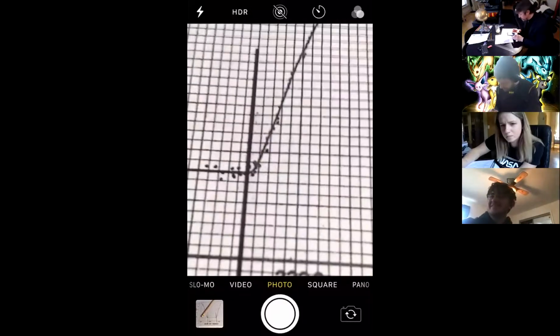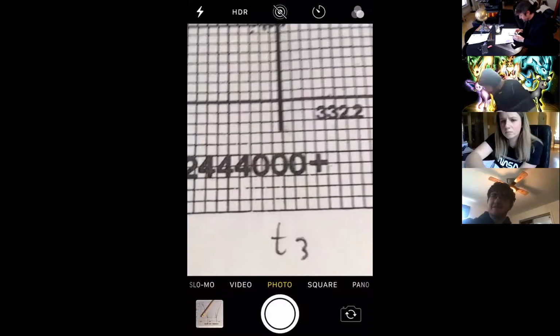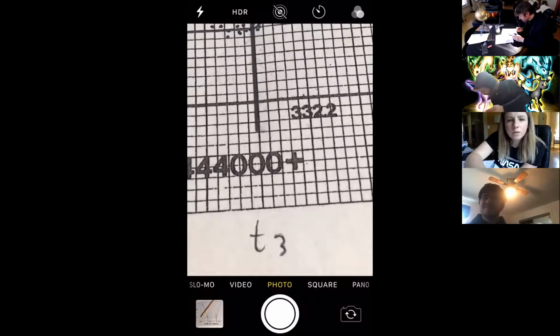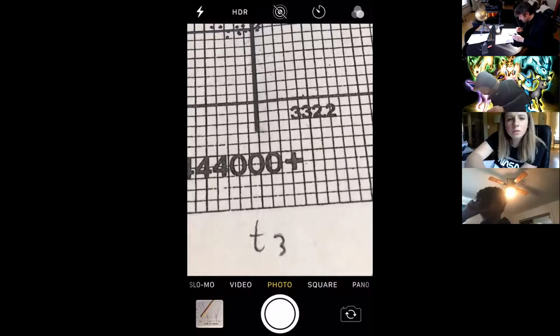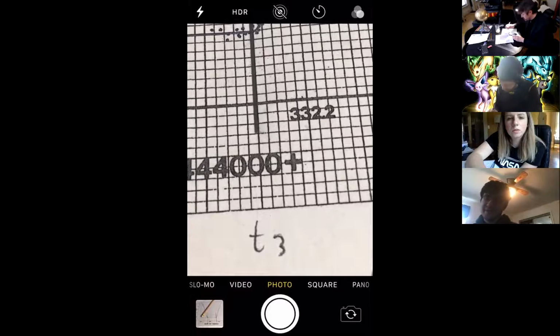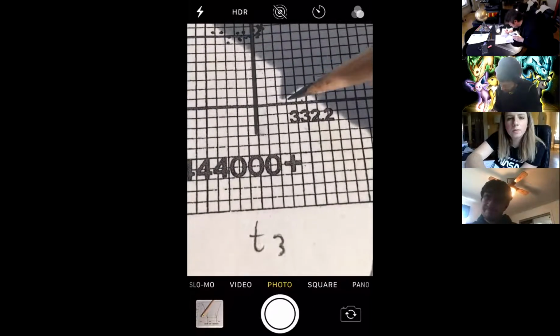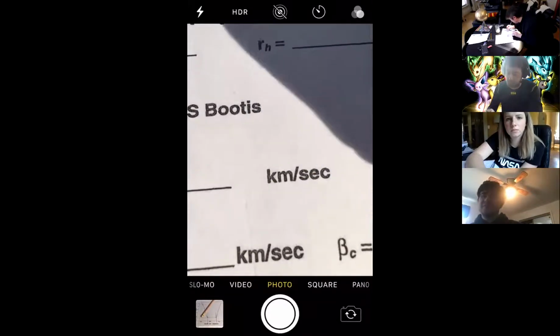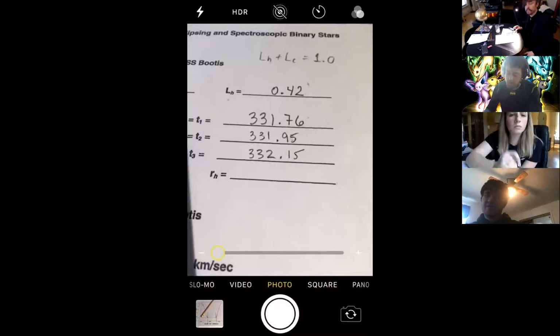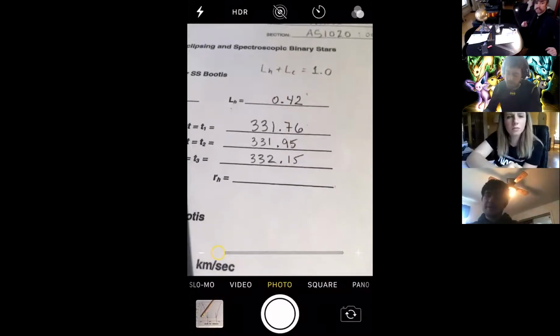How about T3? 332.15. Yeah. 19, 18, 17, 16, 15. Have we all got that? No. How can I help, Morgan? One second. Hold on. Never mind, you moved it.